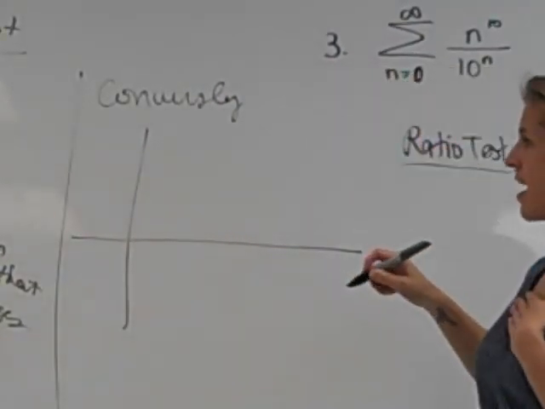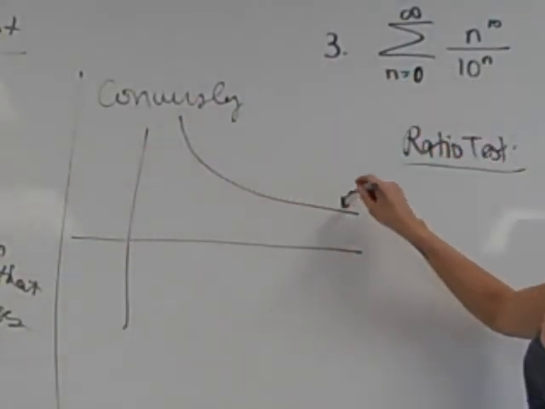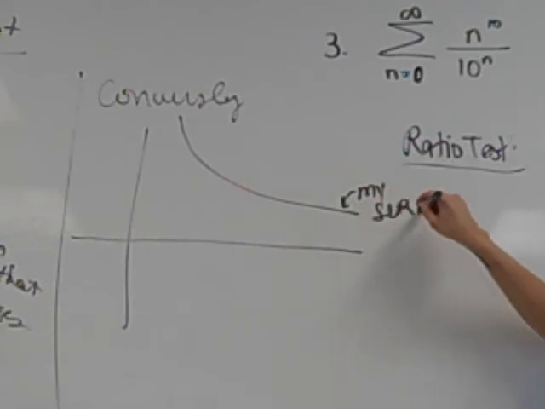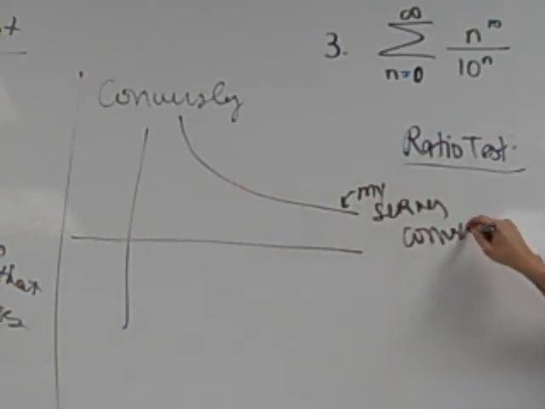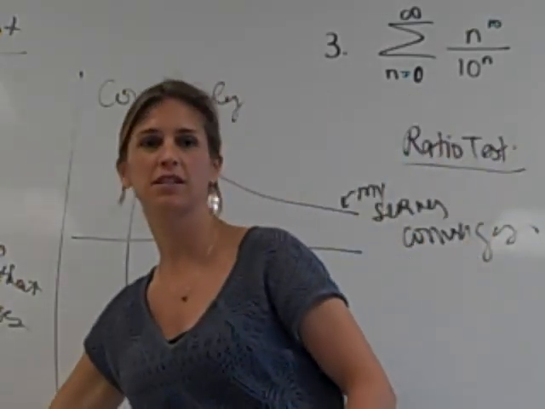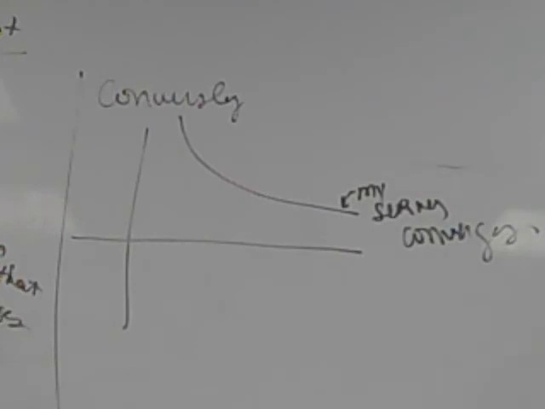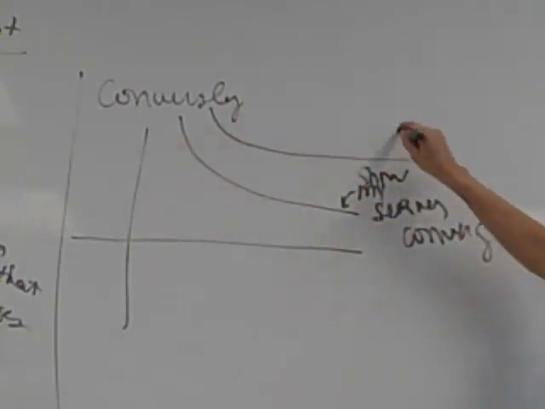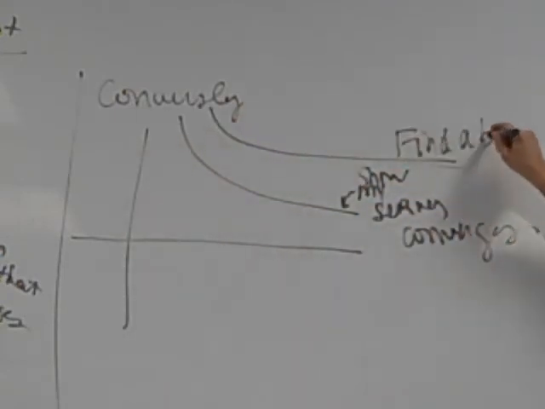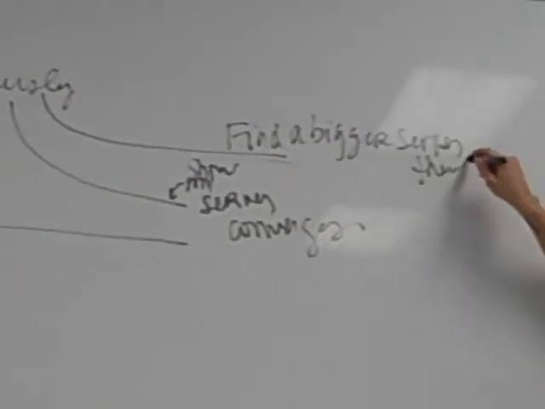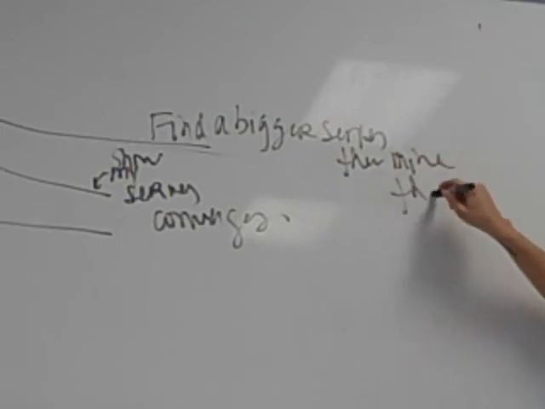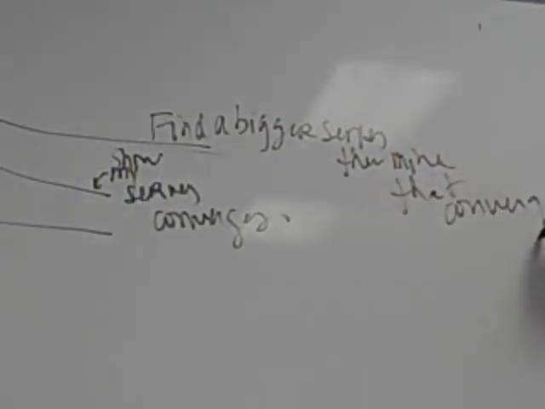If I want to show that my series converges, I want to find a series bigger than mine that I know converges. And that's enough of a comparison to know. So if I want to show that my series converges, I want to find a bigger series than mine that converges. That's really sloppy.